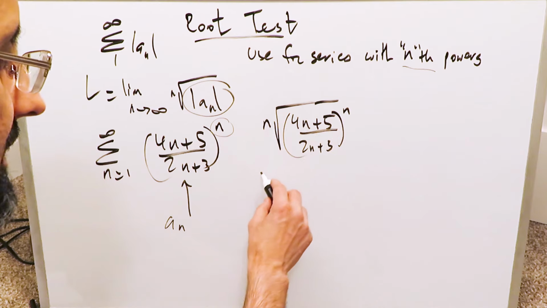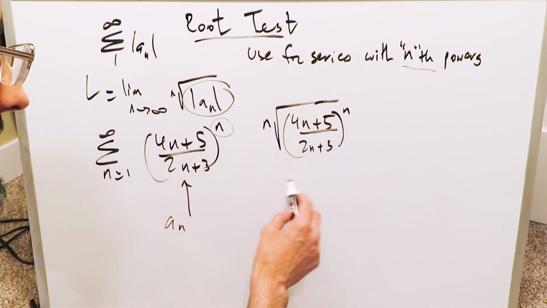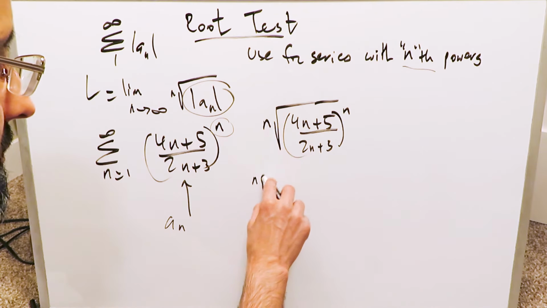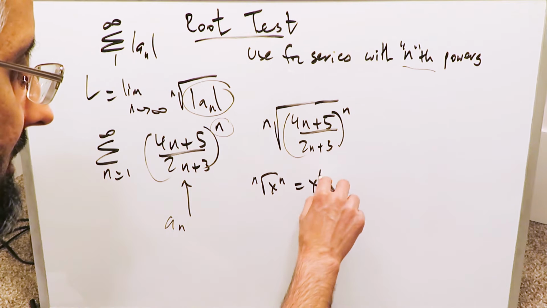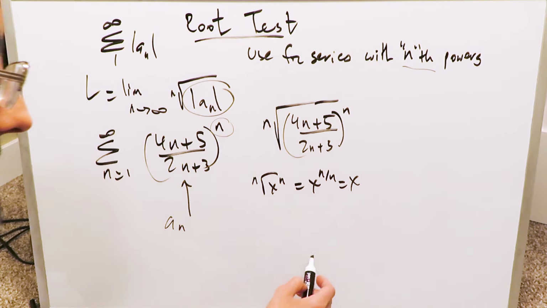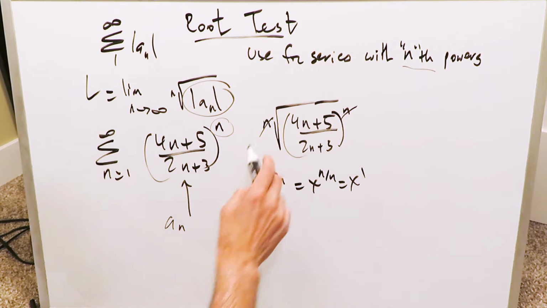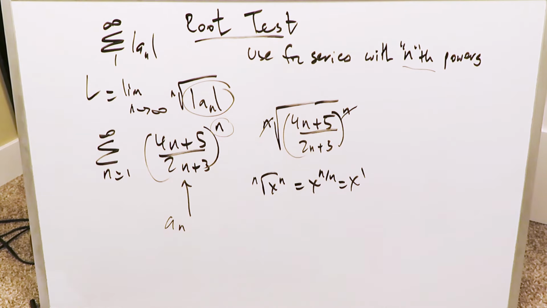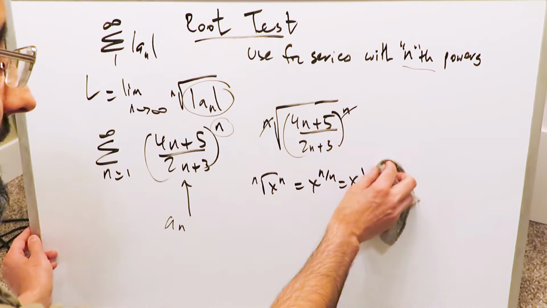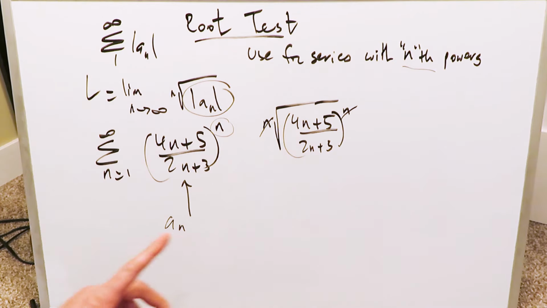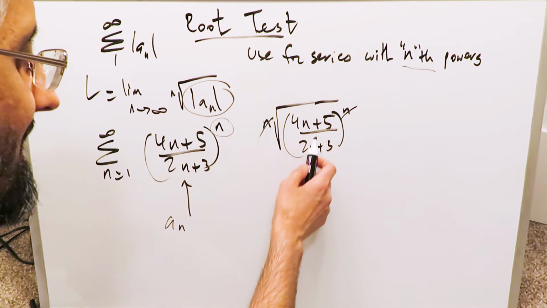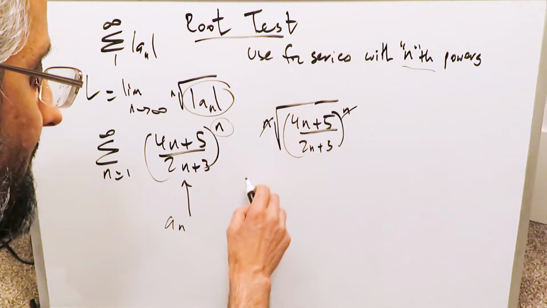When you're looking at this, utilize laws of radicals and exponents. The nth root of x to the power of n is no different than x to the n over n, which is no different than x to the 1, which means this can cancel out with that, and you've suddenly lost the radical and you have lost that exponent. Everything has become easy. You're just looking at the limit evaluation or the limiting value of this function right here.